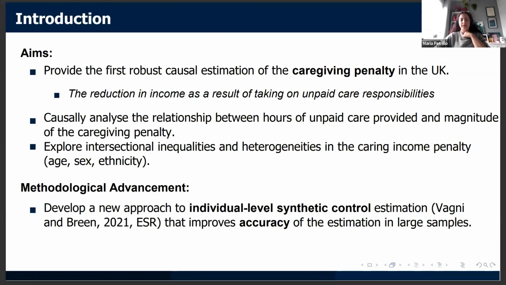The first is to provide the first robust causal estimation of the caregiving income penalty in the UK. The second is to analyze the relationship between the intensity of care provided and the magnitude of the caregiving income penalty. The third is to analyze the heterogeneity in the caregiving income penalty, and so explore intersectional inequality by age, sex, and ethnicity. To achieve this, we developed a new approach to the individual synthetic control method that enhanced the estimation accuracy, in particular in large samples.